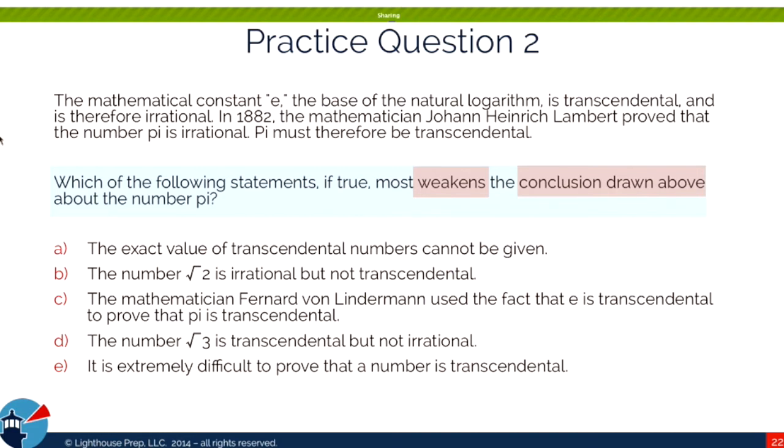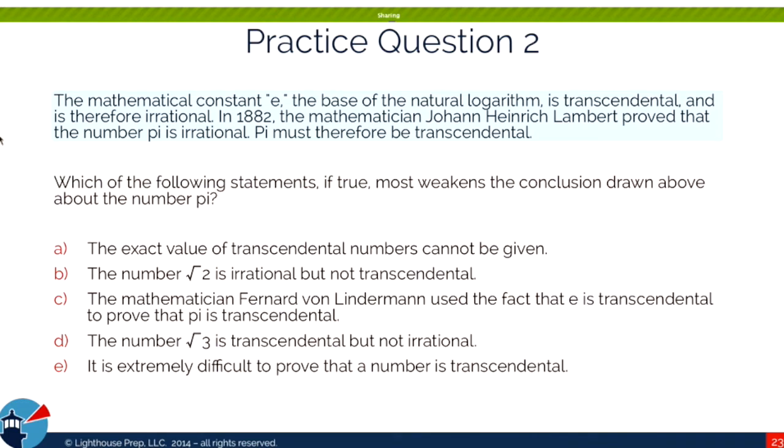But there's a third part to this that's also very important. They're clarifying for you which conclusion you're going to be looking for. You're going to be looking for the conclusion about the number pi. So the number pi is what we're going to be concerned with in terms of which conclusion we want to draw. Okay, now let's go on to the passage.